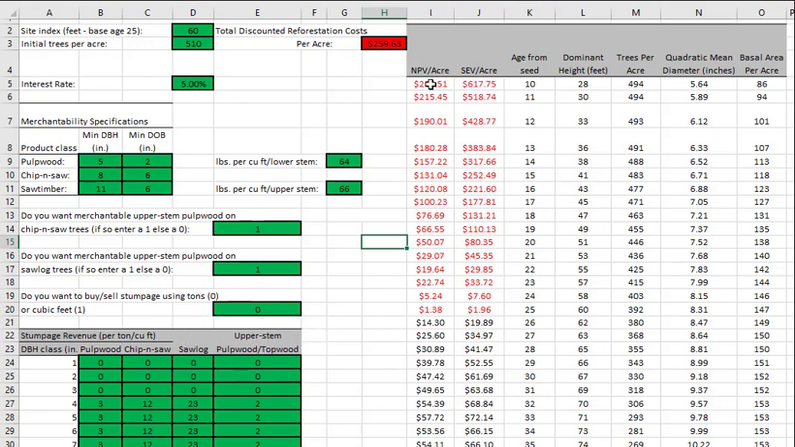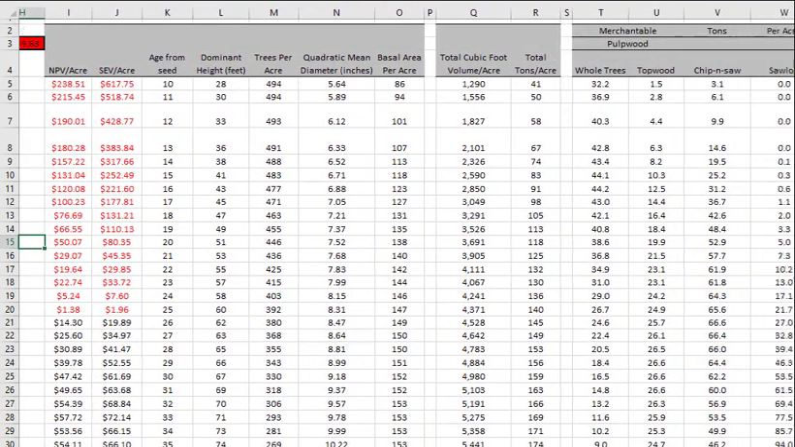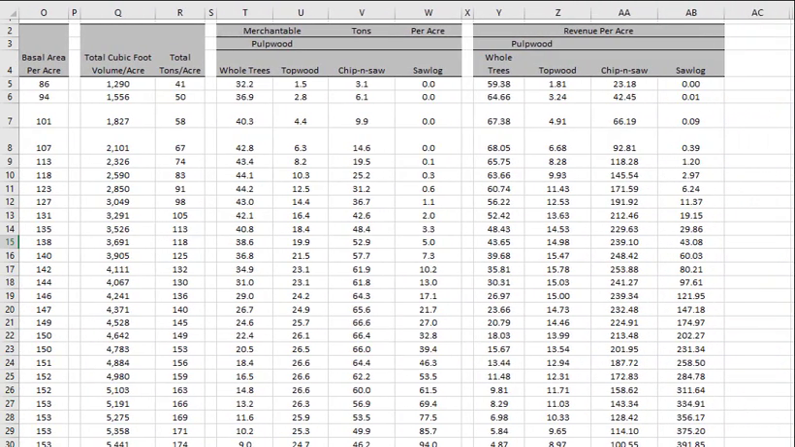And then here's your growth and yield projections or predictions, your MPV per acre, your soil expectation value, land expectation value, your bare land value, your age from seed, dominant height, trees per acre, quadratic mean diameter, basal area per acre. And then we can go across and you get into your total cubic foot volume, your tons per acre, your merchantable tons or cubic foot depending on your options that you select, and then your revenue per acre for those product classes.